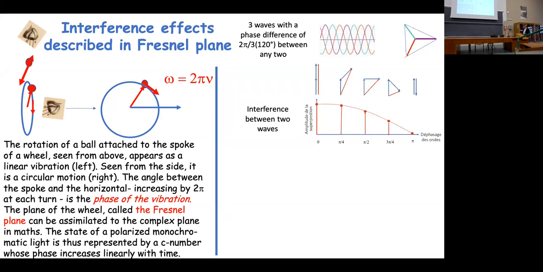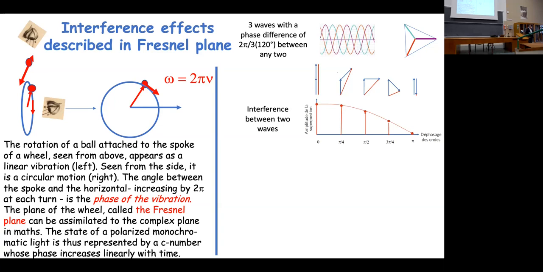And in between, you see that if you want to construct the resulting vector, you have to add geometrically the two vectors. For that, you just translate one vector so that the origin of the second vector coincides with the tip of the first one, and you take the diagonal and you get the total vector. Mathematically, what you find is that the amplitude decreases as a sine or a cosine function from the maximum to 0, and it is the shape of the fringes that you get when you make an interference experiment.